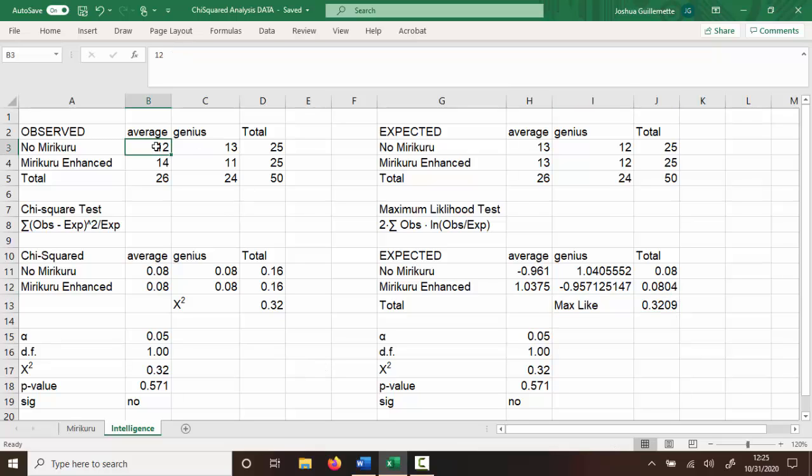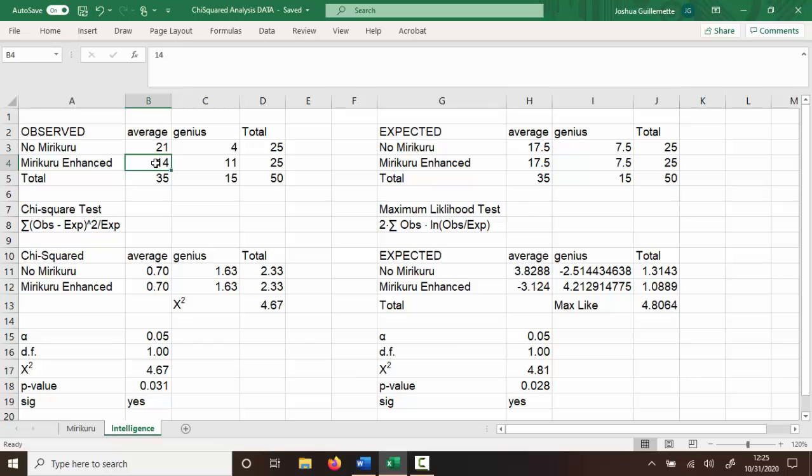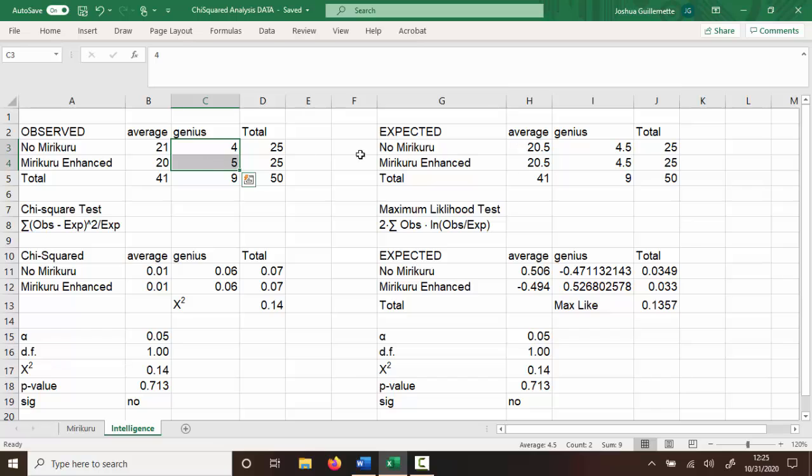Now, we could change this a little bit. We could say that this was 21 and this was like 4, right? And we could have said that this was 20 and 5, right? Because maybe geniuses are a lot less likely. And so we would actually expect way more average and way less geniuses because of the way this is distributed. See how the 41, 49, 50, see how this proportion remains the same and this proportion remains the same. I'm just equally distributing them for the expected.